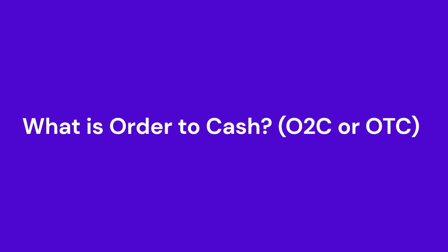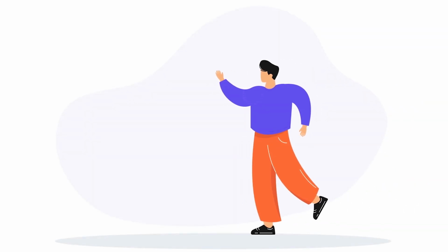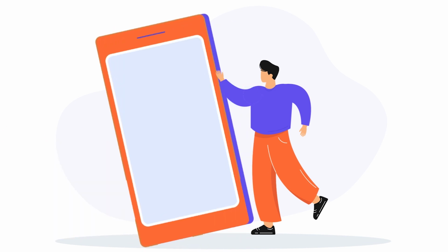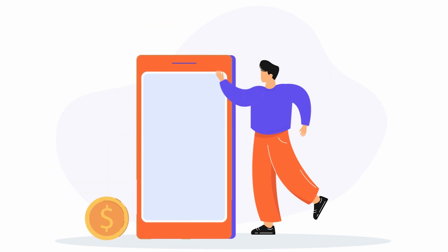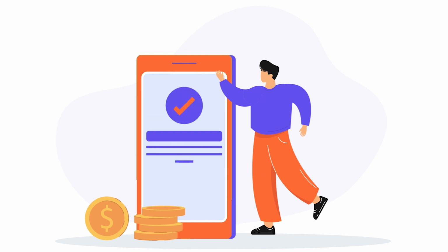Let's get started. Order to cash, also known as OTC, outlines the top level stages of the entire order process. It begins the moment a customer places an order and continues until the order is received, paid for, and logged into your accounting system. The OTC process plays a huge role in the organization's relationship with its customers. The more efficient your order to cash process, the quicker the customer will receive what they paid for.